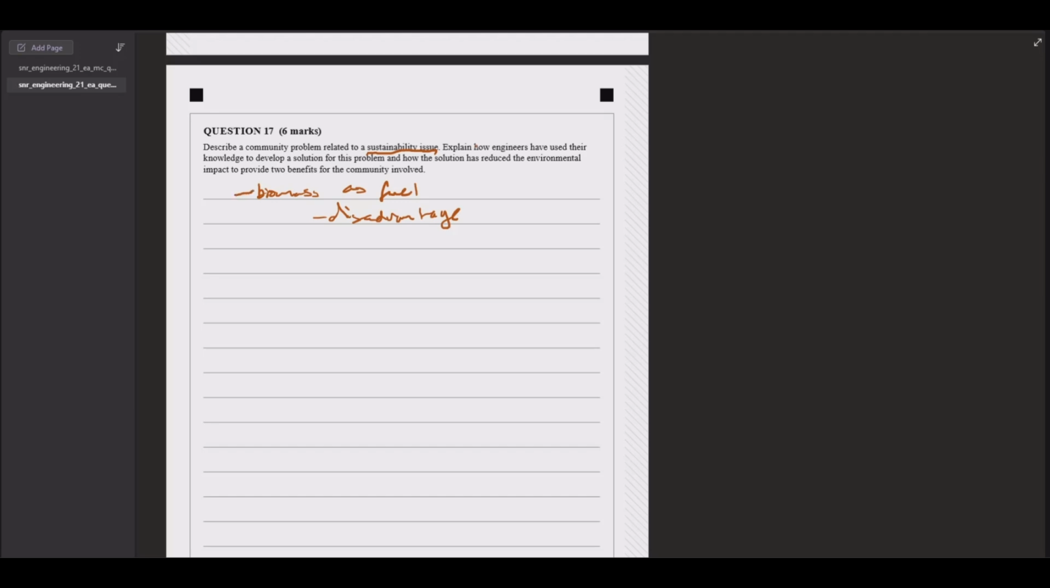So this is the problem. And the solution is the use of high-tech alloys and ceramics to develop low-cost stove solution. They've improved the burning efficiency, so it's low cost and improved efficiency by 50%.